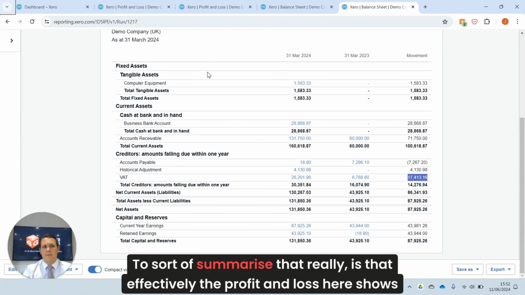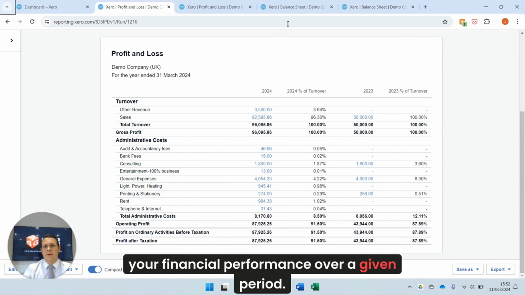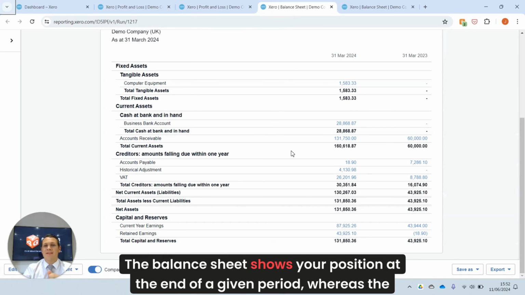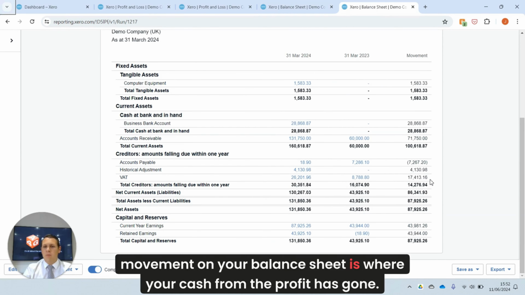To sum that up, the profit and loss shows your financial performance over a given period. The balance sheet shows your position at the end of a given period, whereas the movement on your balance sheet is where your cash from the profit has gone.